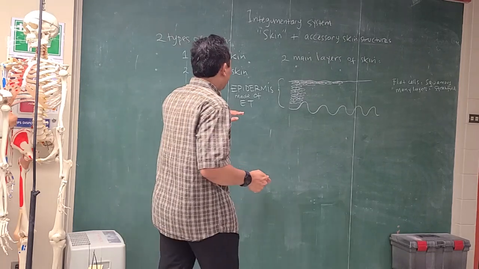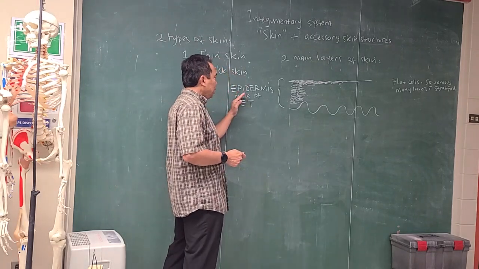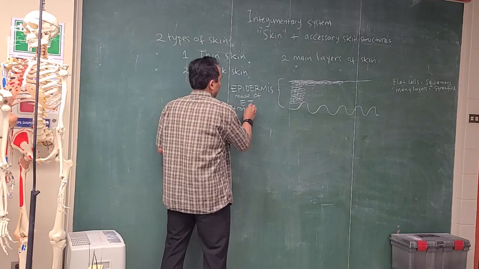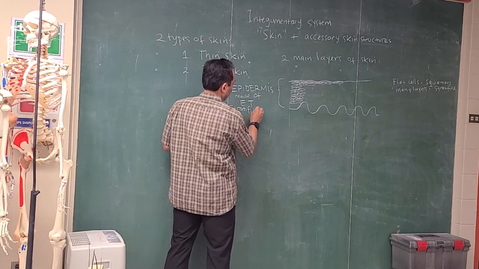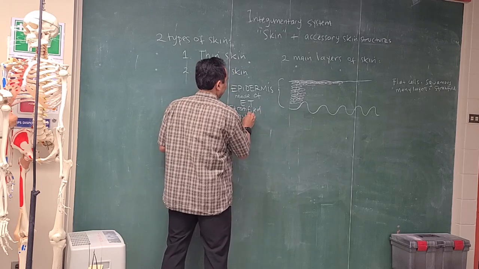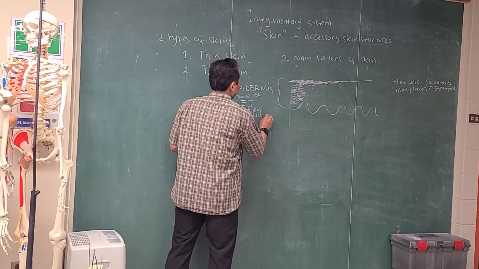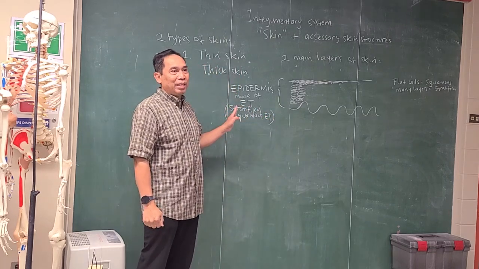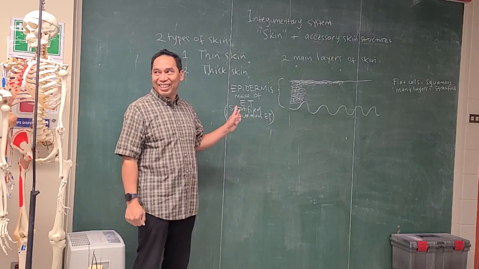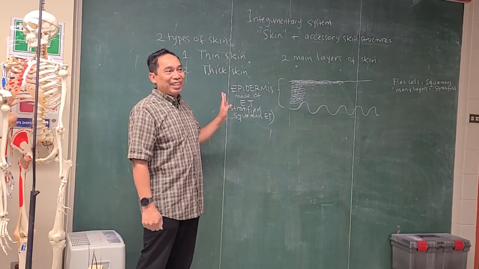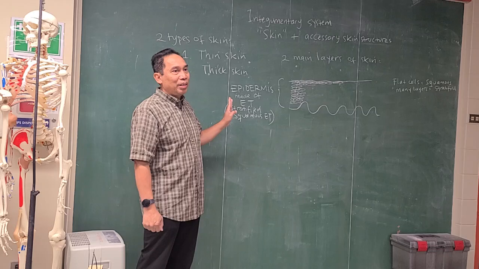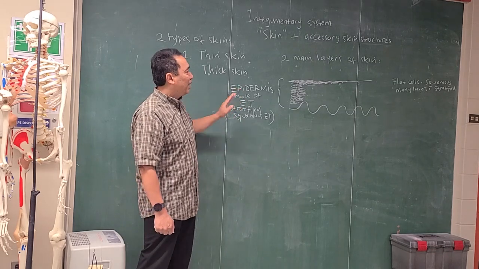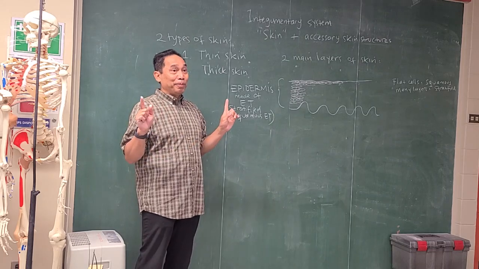So therefore, we can say over here, epidermis is made of stratified squamous ET. Okay? That's going to be the type of ET in the skin. You get this one? So it has a name, and the name is telling you how the structure looks. It has many layers of flat cells. That's the epidermis. You get this one first.